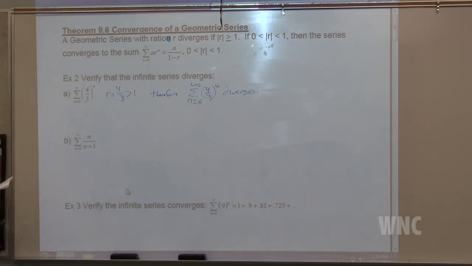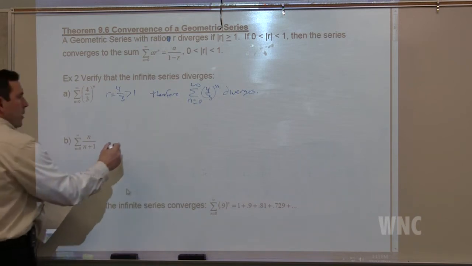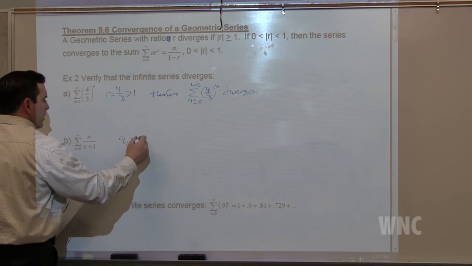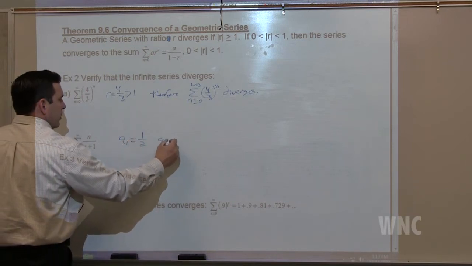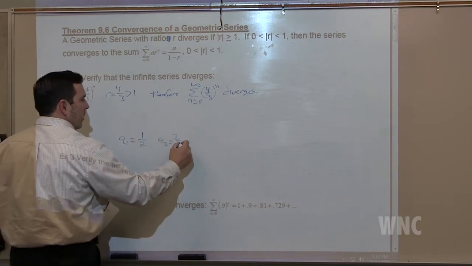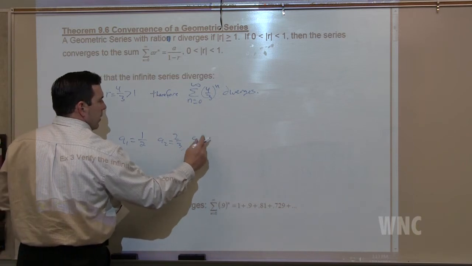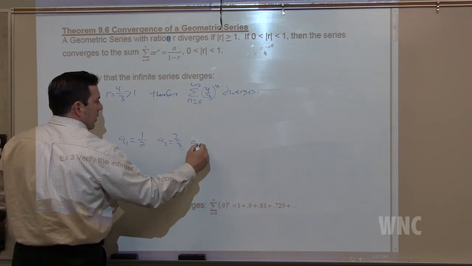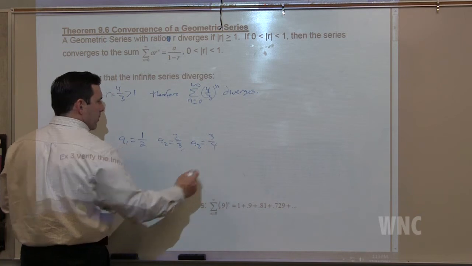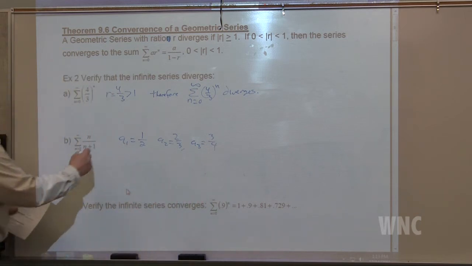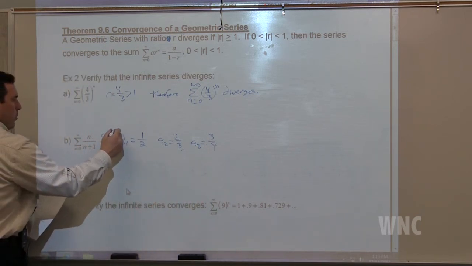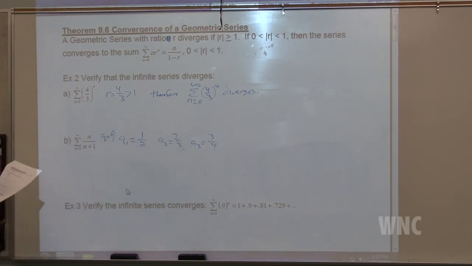And the next one, we have n over n plus 1. a1 is 1 over 2. a2 is going to be 2 over 3. a3 is going to be 3 over 4. a sub 0 is going to be just 0 over 1. That's just 0. Okay.